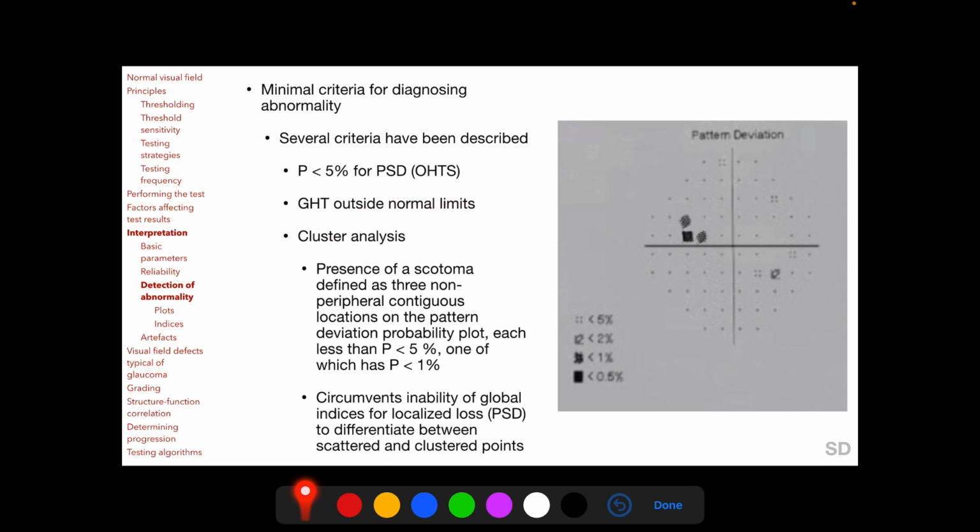Cluster analysis is another criterion which defines scotoma as three non-peripheral contiguous locations on the pattern deviation probability plot, with each location having a p-value of less than 5% and at least one of these locations having a p-value of less than 1%, as indicated by this key.